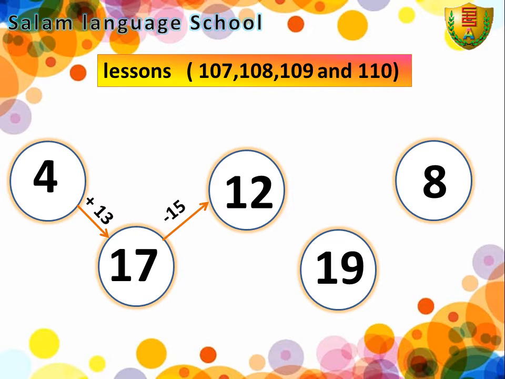We subtract 15. The number 12 gets 19. It gets bigger. Then we add 7. The number 19 becomes 8. We subtract 11.